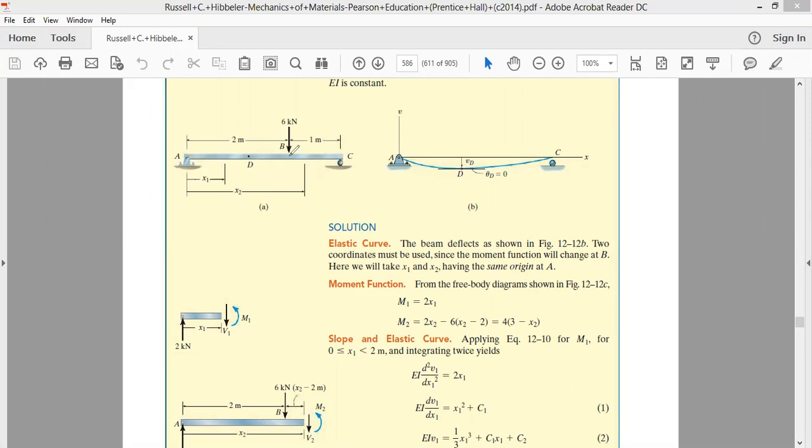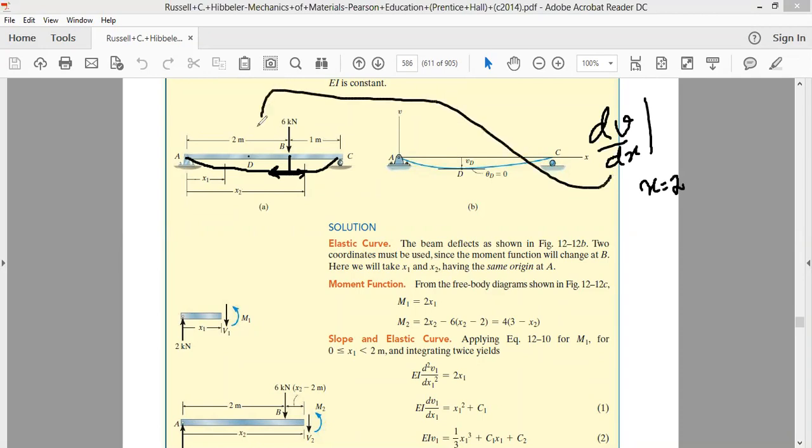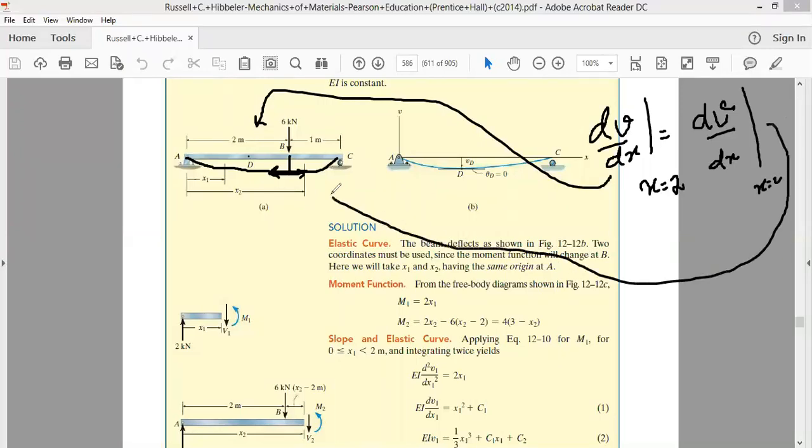Slope should be the same at point B, because the deflection curve will essentially be like this. If you draw the tangent at this very point, whether from the right hand side or from the left hand side, the slope of the tangent should be the same. That is, the slope of the tangent given by d nu by dx at x equal to 2 meter, given by the equation applicable on the left hand side, should be equal to the slope of the tangent given by the equation applicable on the right hand side at x equal to 2 meter. The two should have the same tangents.